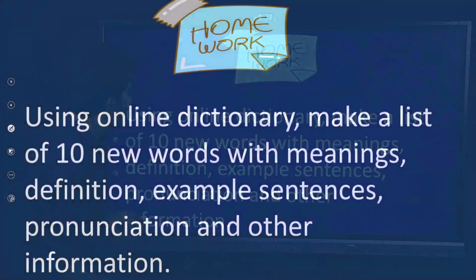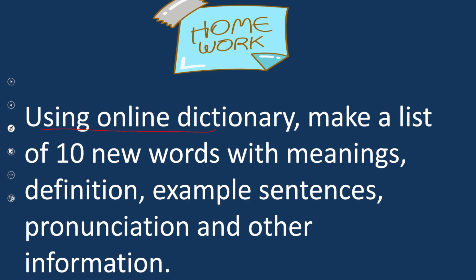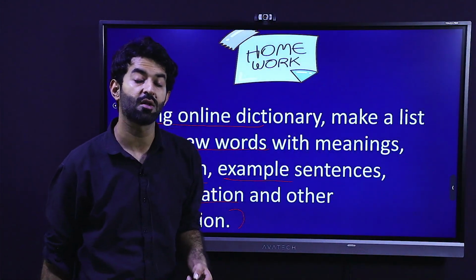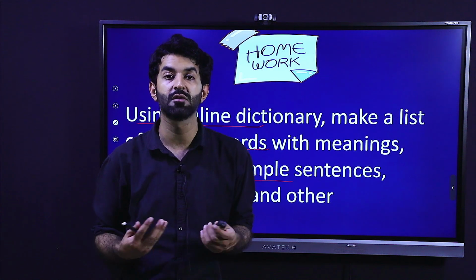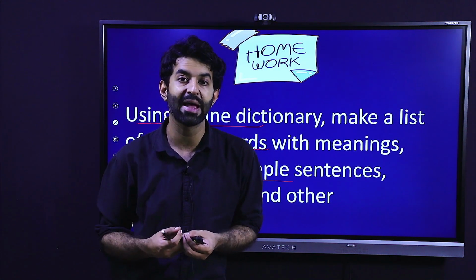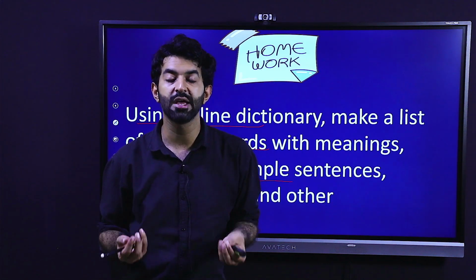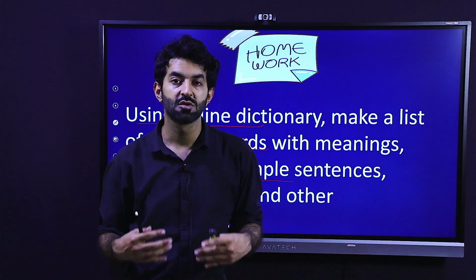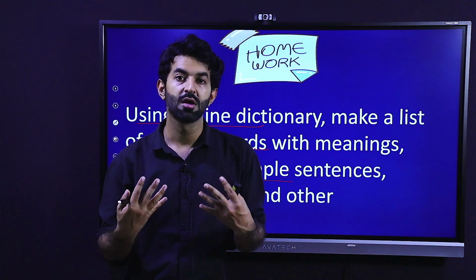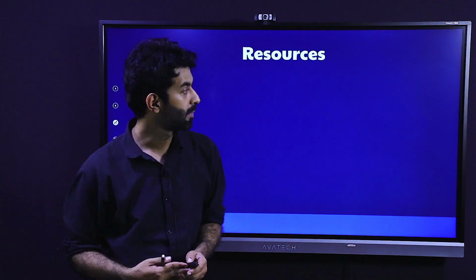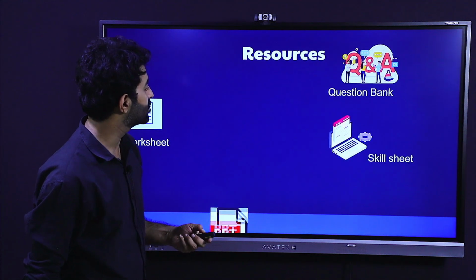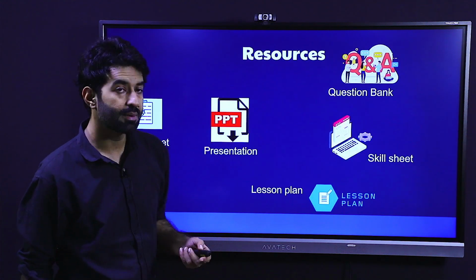Alright, for the homework, you will use an online dictionary or digital dictionary. Make a list of 10 new words with meanings, also with definitions, example sentences, pronunciation, and other information. So try to choose words that are commonly used and also words that are academic and difficult to understand. For example, the word extraterrestrial or accumulation or flabbergasted. So choose such kind of words and then write down their information. All these resources are added, dear students, so you can access them easily.